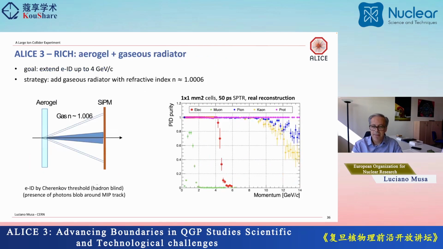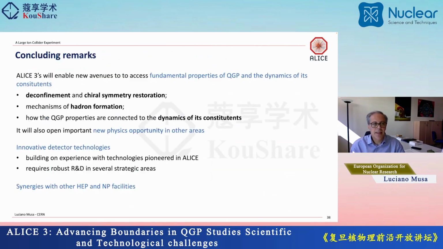All right, and I think I can then stop here, concluding by saying that ALICE 3 will enable new avenues to access the fundamental properties of QGP and the dynamics of its constituents. It will also give access to confinement, the chiral symmetry restoration, the mechanism of hadron formation, how the QGP properties are connected to the dynamics of its constituents, but also opens other new physics opportunities in other areas.